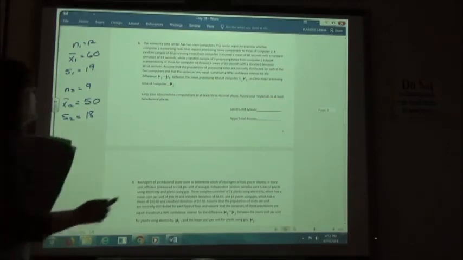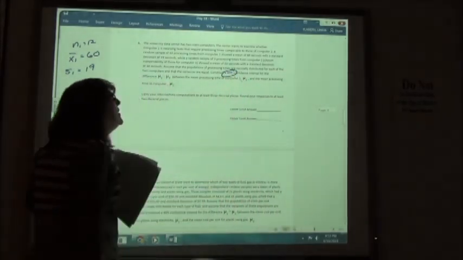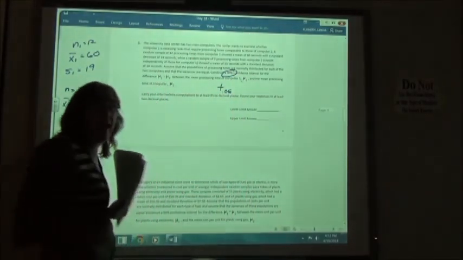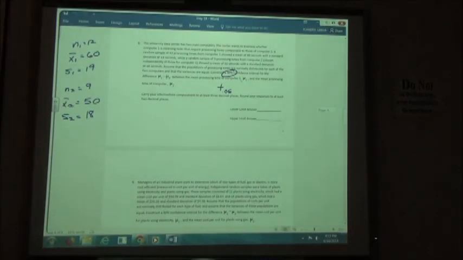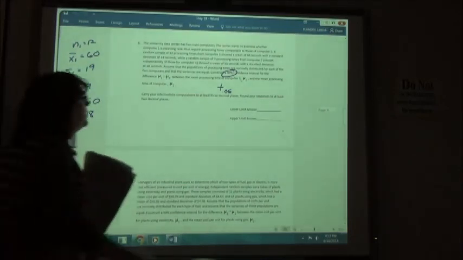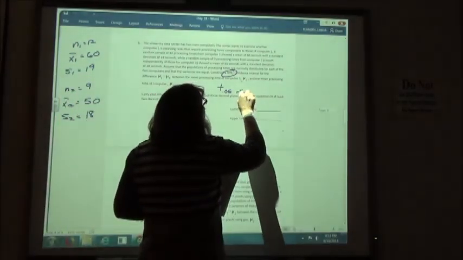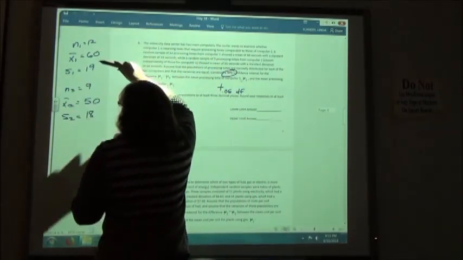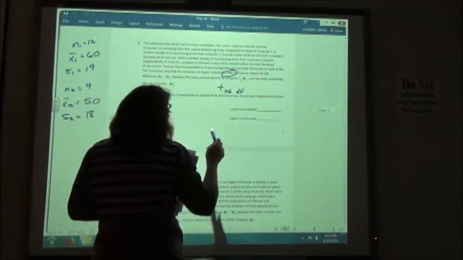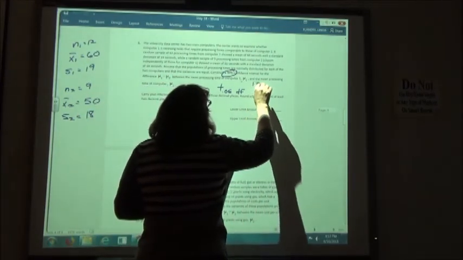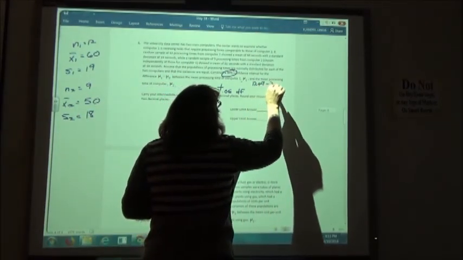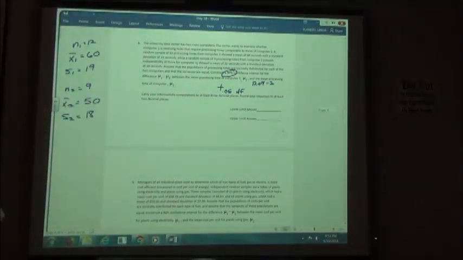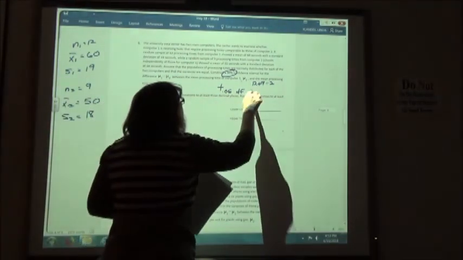And this one again, we're going to use a 90% confidence interval, so we know we're going to do t sub 0.05, right? When we do our degrees of freedom, we're going to take n1 plus n2 minus 2. So if I do 12 plus 9 minus 2, my degrees of freedom would be 19.